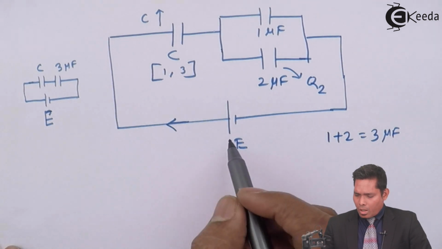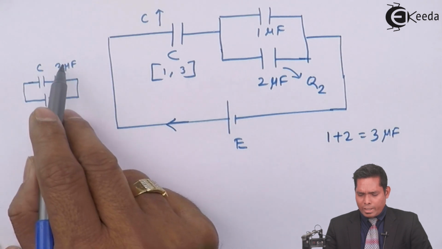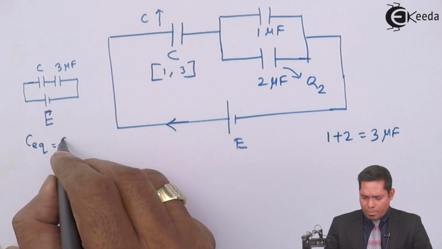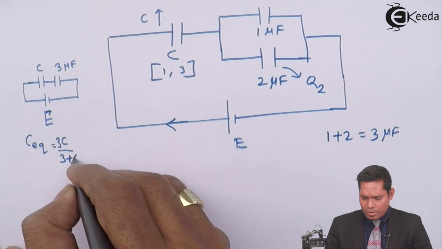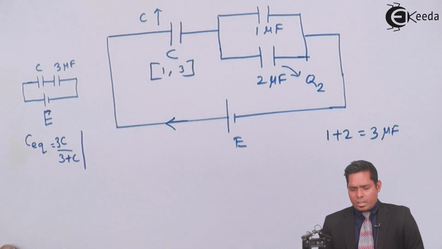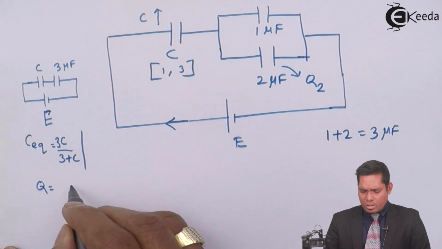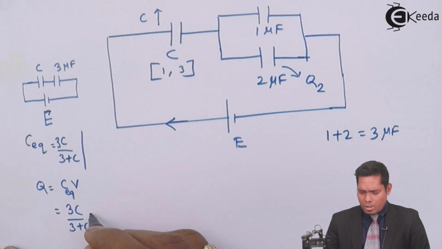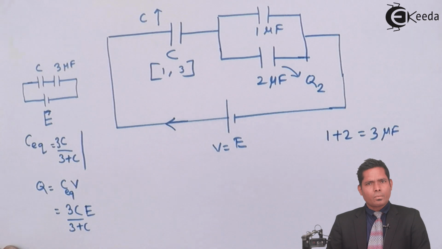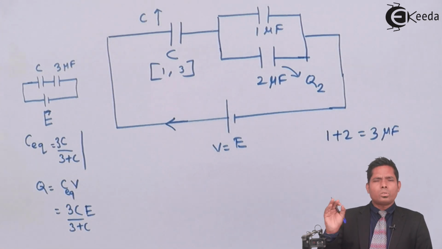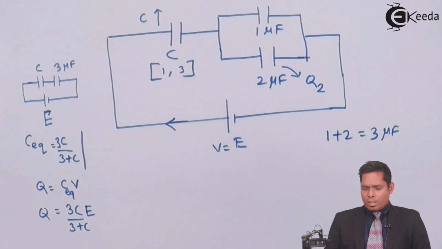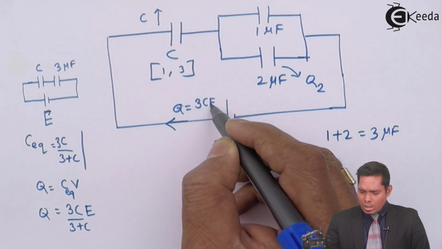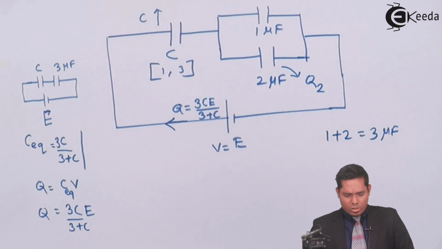Now if I look for the equivalent of this C and 3 microfarad, then for this circuit the equivalent capacitance, since they are in series, I'll apply product over sum: 3C divided by 3 plus C. This is the net capacitance of the circuit. So we know that the charge is CV, the C equivalent into V. Here it is 3C by 3 plus C into E, the voltage over here. After putting all those values, the charge that is flowing from here is Q, which I supposed, and I got the value as 3CE divided by 3 plus C. This is the charge which is flowing over there.